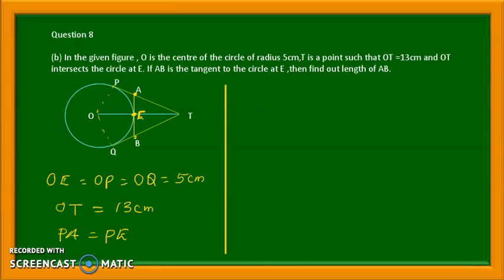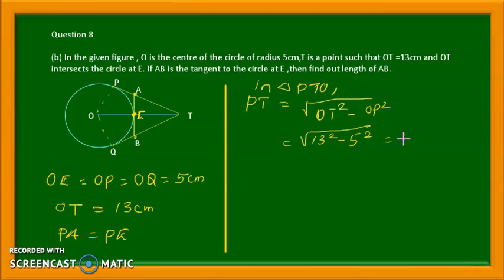Let's see how to find out AB then. Using the Pythagoras theorem, first we can find out PT here. PT is not given. So PT is the tangent, and in triangle PTO, OT is the hypotenuse. So PT is equal to, using the Pythagoras theorem, OT square minus OP square. So 13 square minus 5 square, which is nothing but 144. So under root 144 equals 12 centimeter. So PT and PQ, both of these are equal to 12 centimeter.